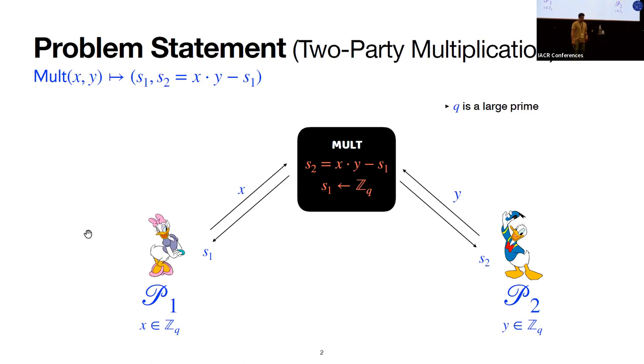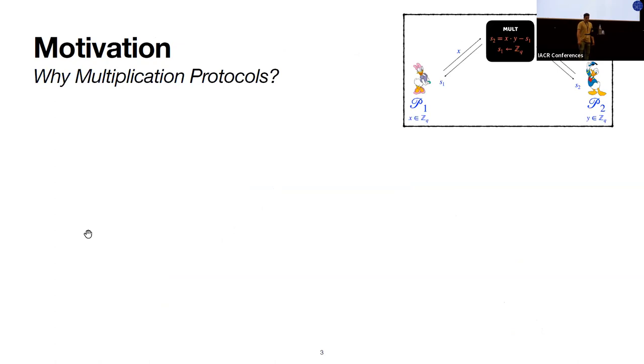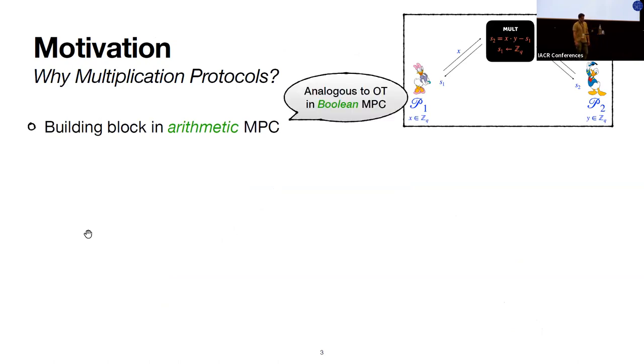In this talk, I'm going to focus on the field of integers modulo some large prime Q, but our results extend to any field of odd characteristic. Okay, so why is this an interesting problem? Two-party multiplication is important both theoretically and practically. First, two-party multiplication is the fundamental building block in arithmetic 2PC. It holds a role analogous to that of OT in Boolean MPC.